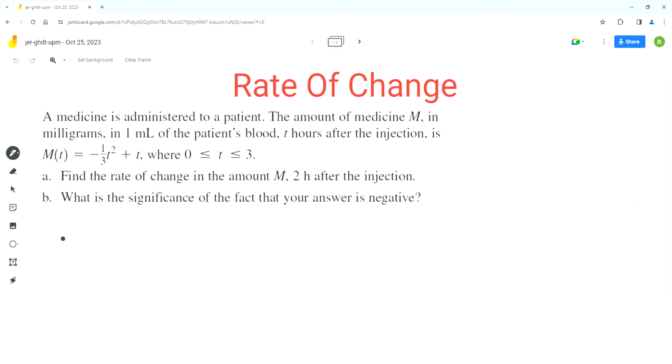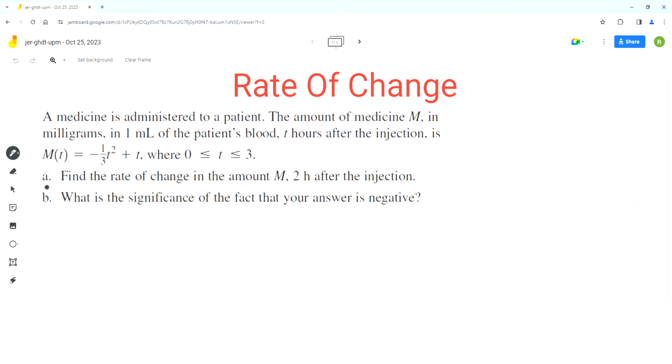So in this video, we'll solve this problem based on the concepts of rate of change. As per the problem, a medicine is administered to a patient and the amount of medicine M in milligrams in 1 milliliter of the patient's blood T hours after the injection is M(t) = -1/3 t squared + t, where t is between 0 and 3 hours because the unit of time is hours.